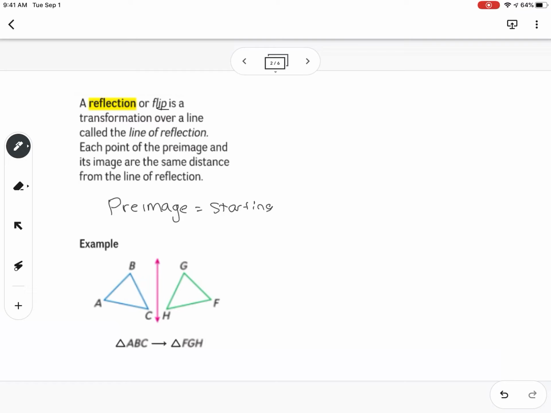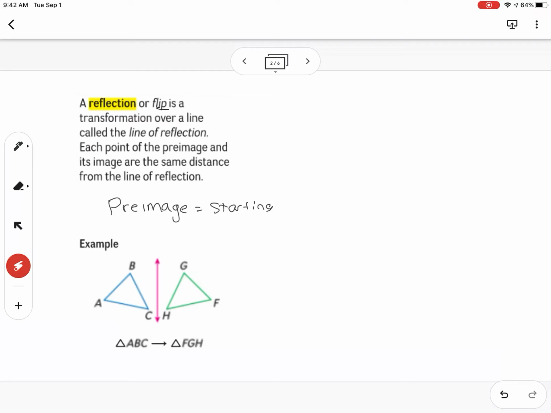So you start with a pre-image, and then you reflect it over a line. This line here is called the line of reflection, what you reflect over. Its image, the one you get after, is the same distance from that line. So B and G are the same distance from that pink line. C and H are the same distance, and A and F are the same distance. It's kind of like you took it and flipped it over. So we flipped the triangle over that pink line.